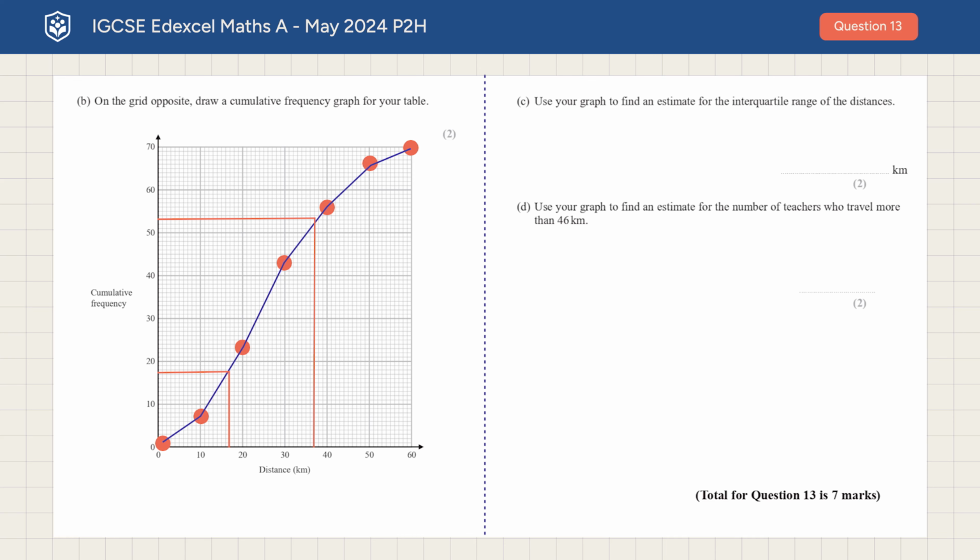Now we calculate the interquartile range by subtracting Q1 from Q3. 37 minus 16 equals 21. So the interquartile range is 21 kilometers.